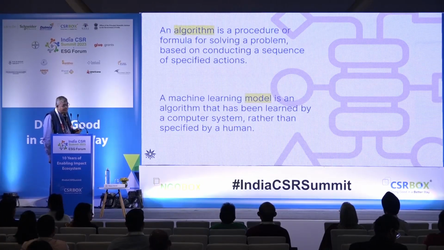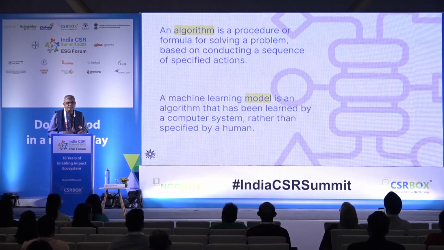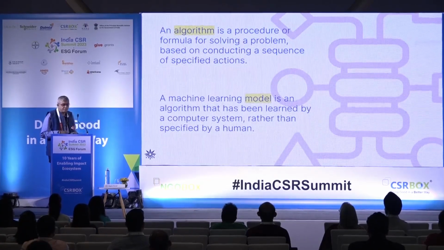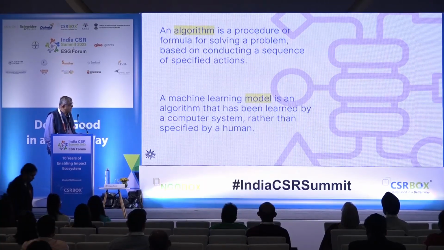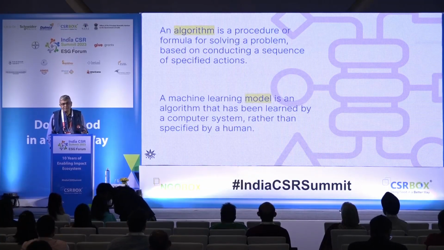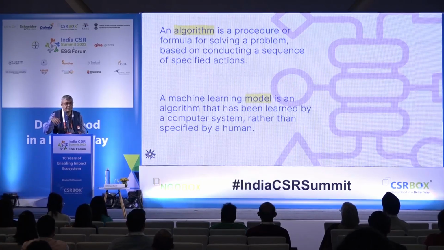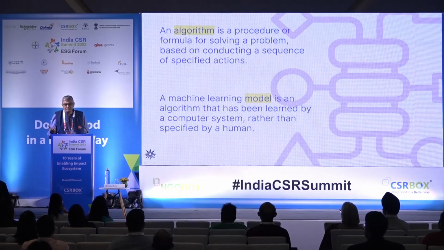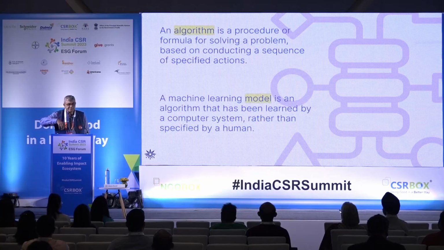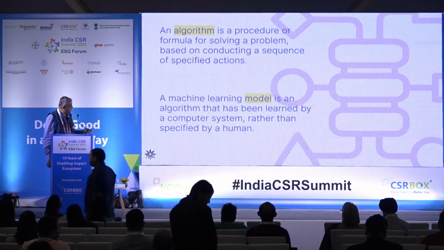So I'm going to distinguish between what we call an algorithm in computer science and a machine learning model. An algorithm is often a set procedure, a deterministic procedure, or a formula for solving a problem, or to conduct a sequence of actions. Whereas a machine learning model, or an AI model, is actually an algorithm that has been learned by the computer. It's not been specified by a human. So that's the difference between traditional computer science and AI. In AI, the computer learns the algorithm from data. It learns a set of rules, which it understands, but humans cannot necessarily understand. Whereas in traditional computer science, the humans specify the algorithm.